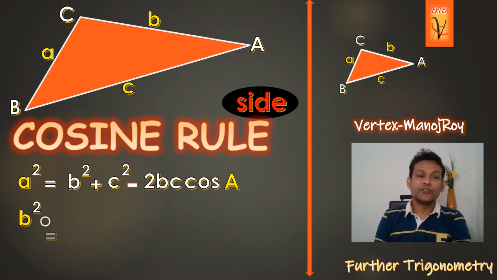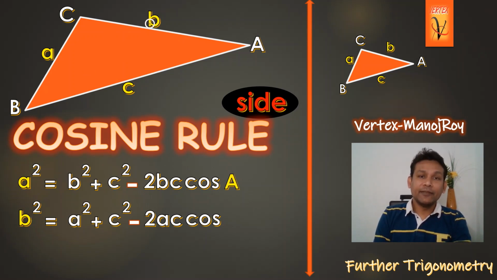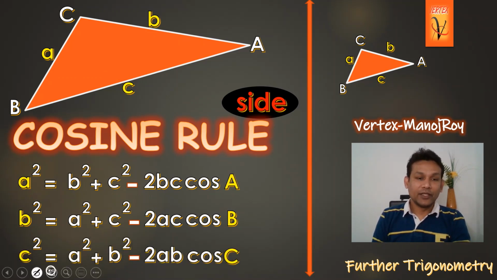B squared is equal to, I will not use B again, so I will use A and C. So A squared plus C squared, then minus 2 times A and C. Then which angle will be used with cos? If we have used side B, I will use the opposite angle of B, that is cos B. In this way, we can also make the formula to find C. I will use angle C to get the formula. This is the way to make the formula to find the side in cosine rule.